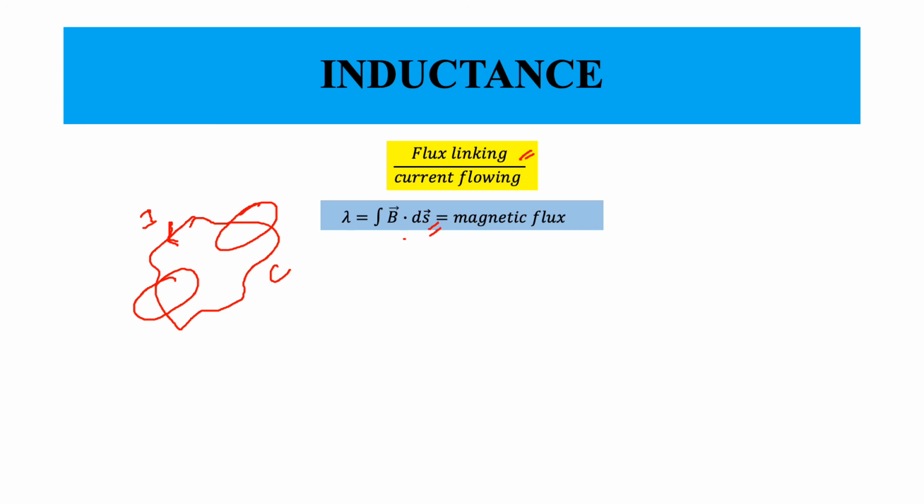L is equal to lambda by I, and this is the integral of B dot ds divided by I. This is the amount of flux that is linking, and in fact this is the amount of magnetic flux. If you divide this by the current carried by the circuit, you get the inductance. So this is essentially the definition of inductance, and we will study all about inductance.